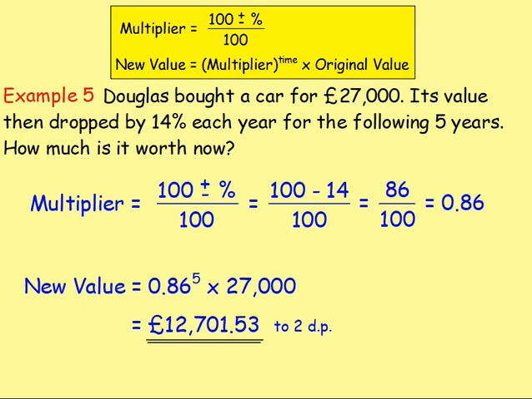and you get £12,701 and 53 pence to 2 decimal places. And remember, money always has 2 decimal places. So that is your answer.